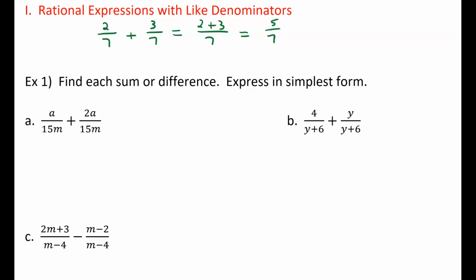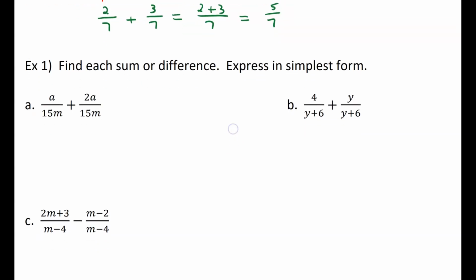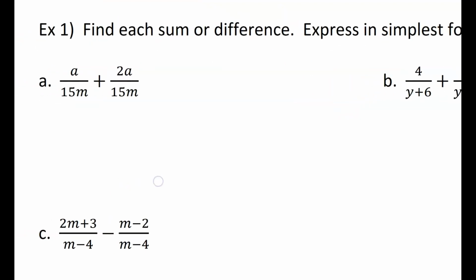All right, so the exact same thing in this first set of examples. We're going to find the sum or the difference. And our first few, again, the denominators are alike. So in A, I've got a over 15m plus 2a over 15m. The denominators are already alike, so all I have to do is add the numerators together. So I have a plus 2a all over 15m.